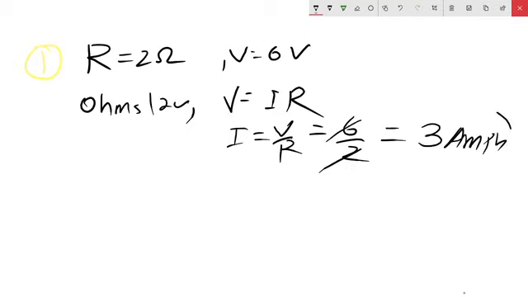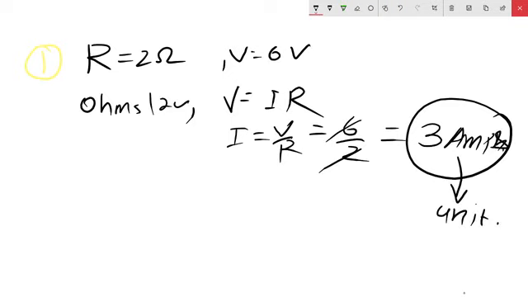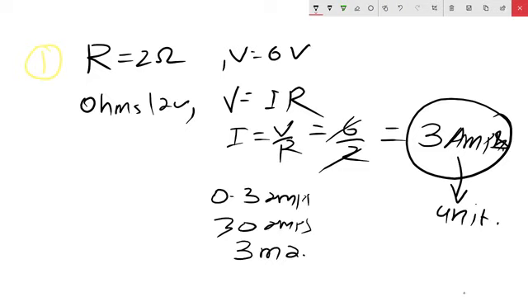Always take care of the unit. This is very important, the standard unit, because sometimes they will give 0.3 amperes or 30 amps, and that will confuse you. It could be 3 milliampere. So when you see the 3 coming, put the answer correctly, otherwise you will lose marks, so avoid that. The first question is over, and the answer is 3 amperes. Next we will go for the next question.